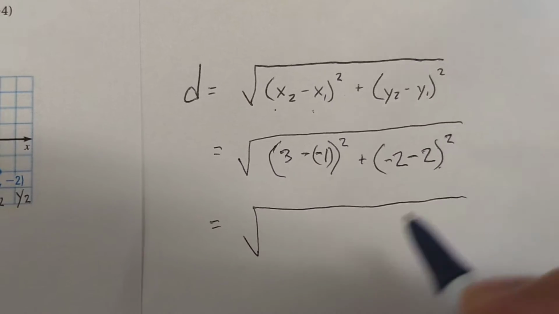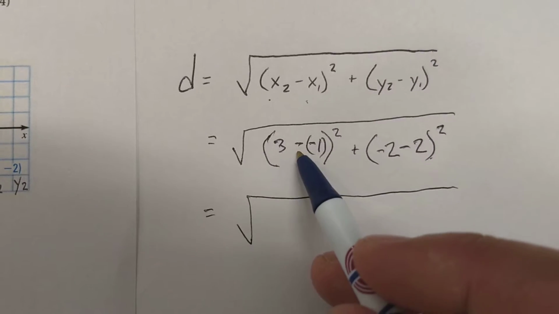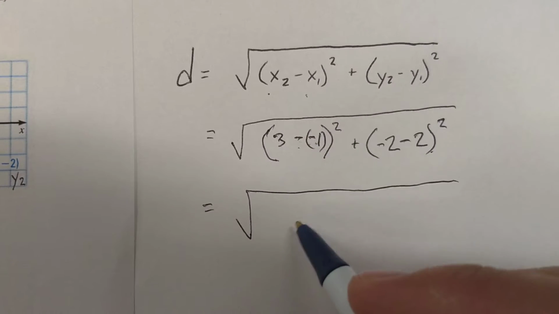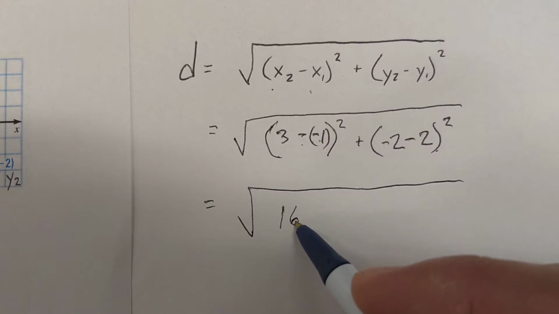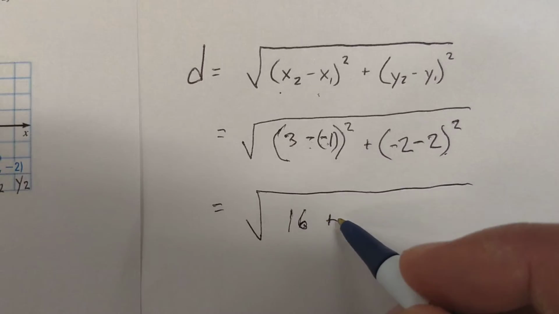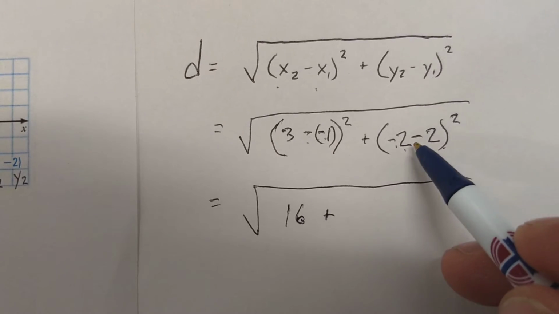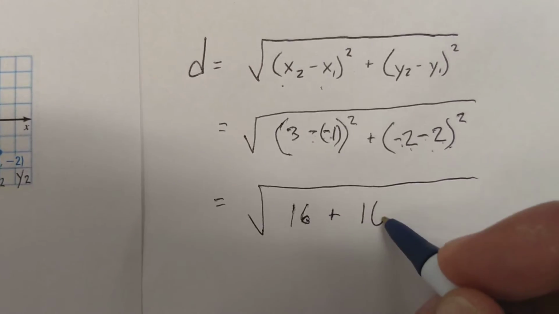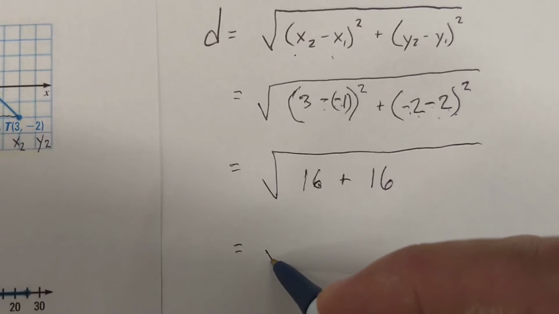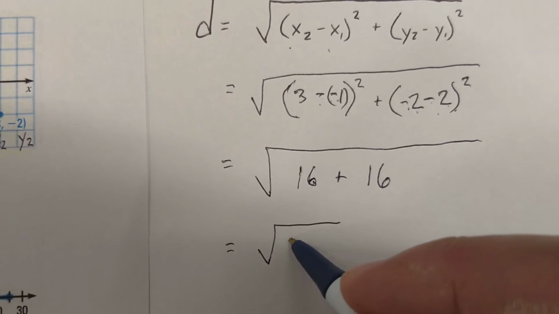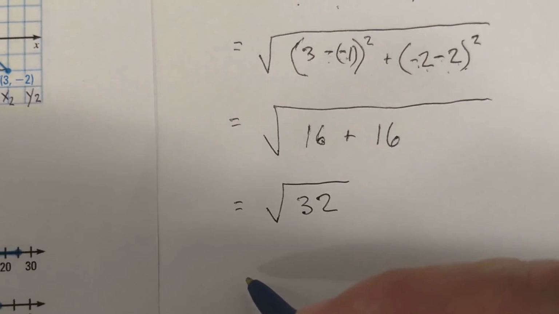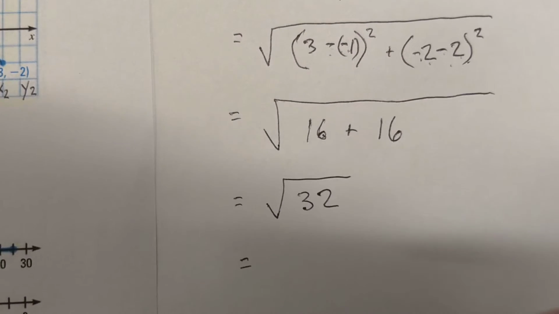So I'll rewrite it again. 3 minus a negative 1, that's like 3 plus 1, is 4, and if I square that, it's 16. And then over here I've got negative 2 minus 2, which would be negative 4, and if I square that, it would be 16. And so altogether, the distance there has to be the square root of 32. Okay, there's nothing wrong with that.